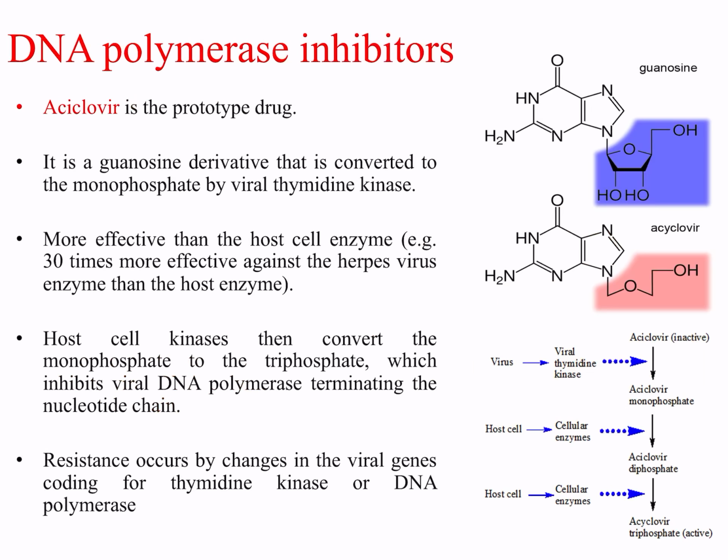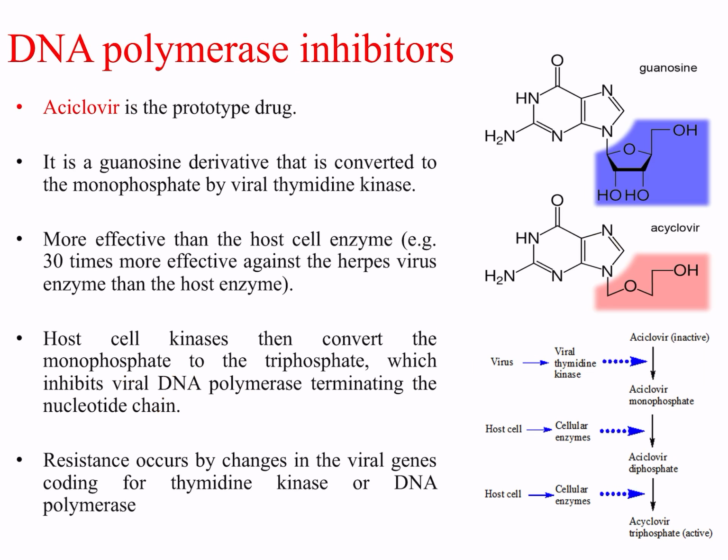On a side note, DNA polymerase inhibitors can be used as antivirals as they target a key enzyme involved in DNA replication. Aciclovir is the prototype drug. It is a guanosine derivative, as can be seen from its structure on the top right. It is converted to the monophosphate form by viral thymidine kinase, as shown in the pathway in the bottom right. It is 30 times more effective against the herpes virus enzyme than the host enzyme.